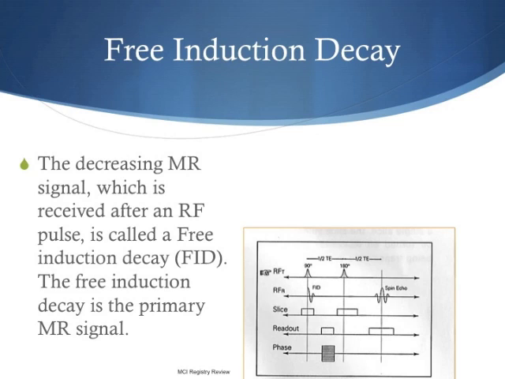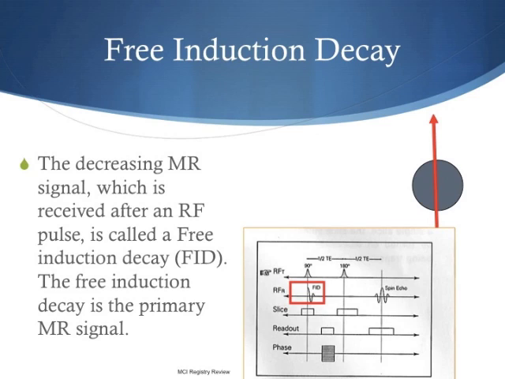It is when the RF pulse stops and this wobbling occurs back to the longitudinal plane that free induction occurs. The decreasing MR signal, which is received after the RF pulse is turned off, is called free induction decay. And it is that free induction decay, or FID, that is the basis of the MR signal.